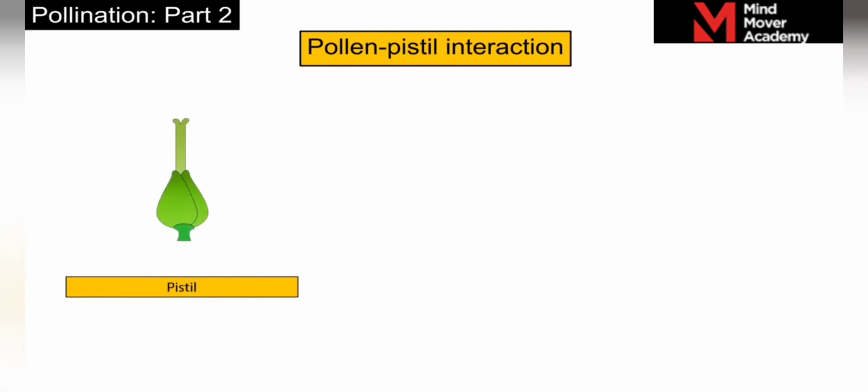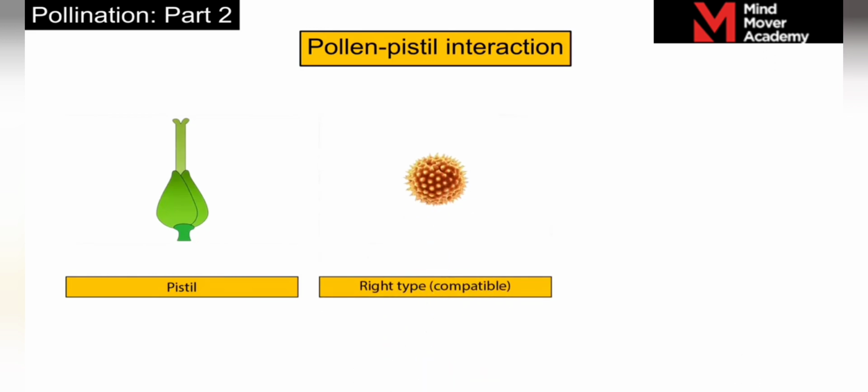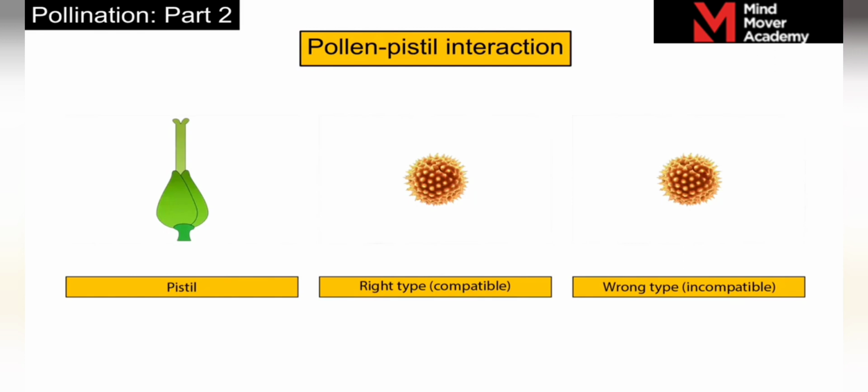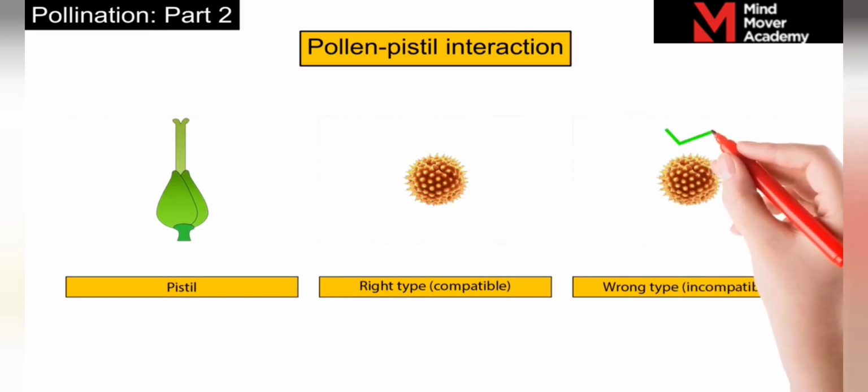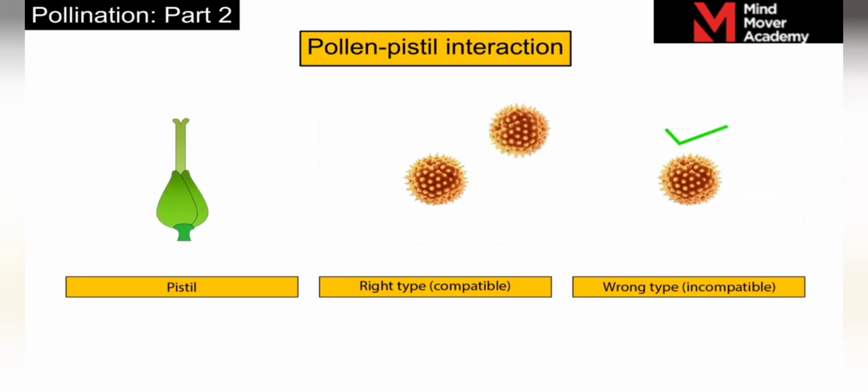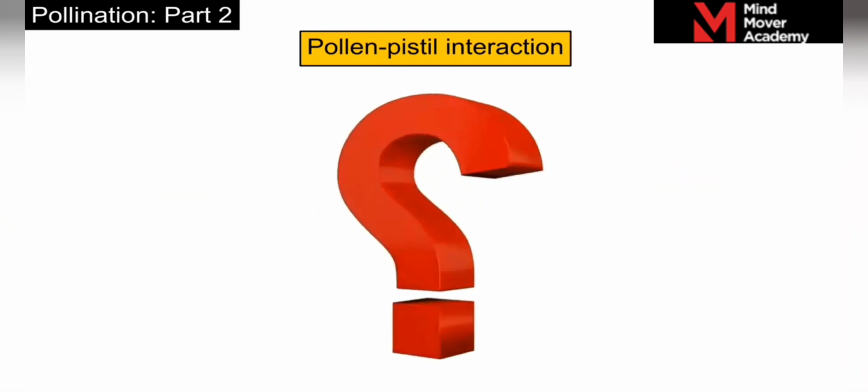The pistil has the ability to recognize the pollen, whether it is of the right type, compatible, or of the wrong type, incompatible. If it is of the right type, the pistil accepts the pollen and promotes post-pollination events that lead to fertilization. If the pollen is of the wrong type, the pistil rejects the pollen by preventing pollen germination on the stigma or the pollen tube growth in the style. So how does this happen?